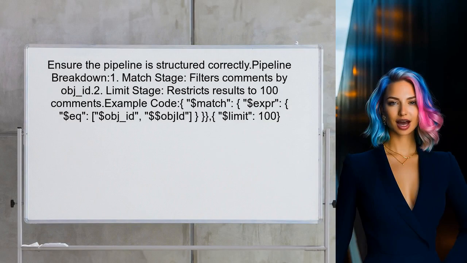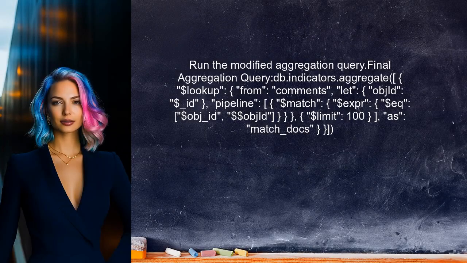This allows for additional stages to be applied to the joined collection. Next, the user should ensure that the pipeline is correctly structured. The match stage will filter the comments based on the obj ID, and the limit stage will restrict the number of comments to 100. After modifying the $lookup stage, the user can run the aggregation query.